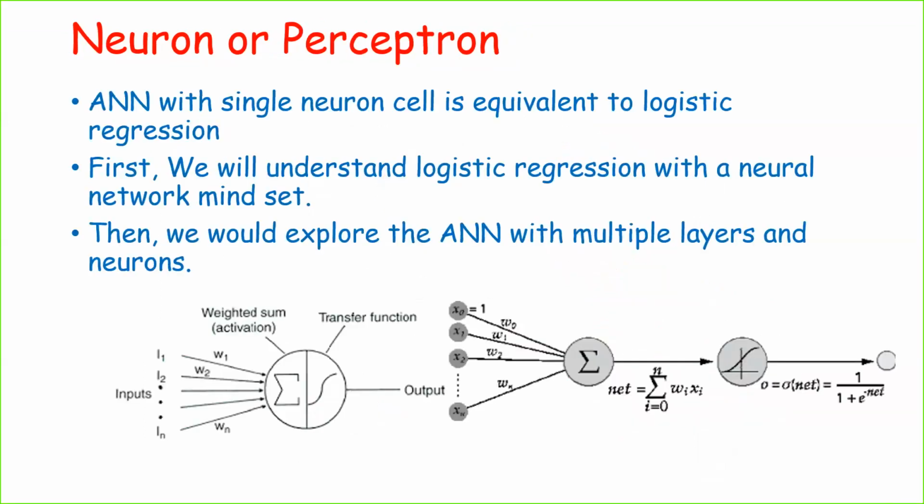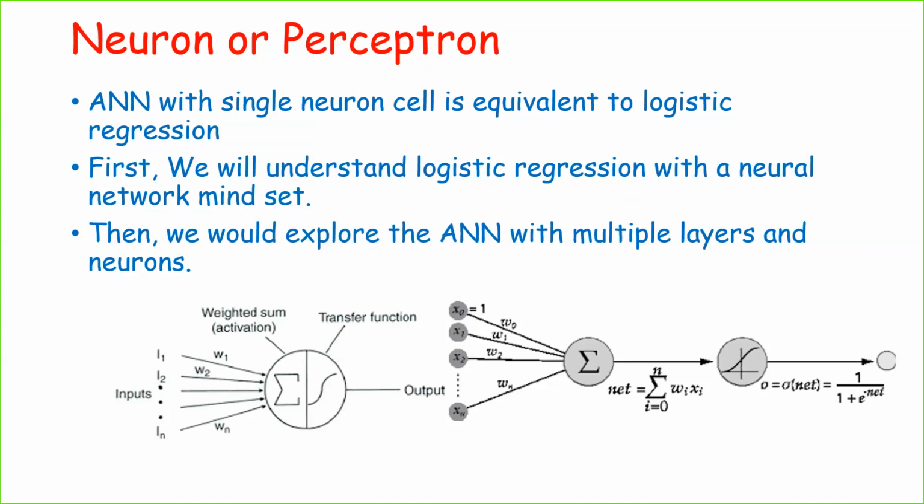So we'll try to understand this ANN with a single neuron cell, because an ANN with a single neuron cell is equivalent to the logistic regression model. I hope all of you remember the logistic regression model. Do you remember what the hypothesis representation is in the case of the logistic regression model? 1 by 1 plus e to the power minus theta transpose x, isn't it? Right. So that is the representation of the hypothesis. A single neuron cell is performing the same functionality as the logistic regression model.